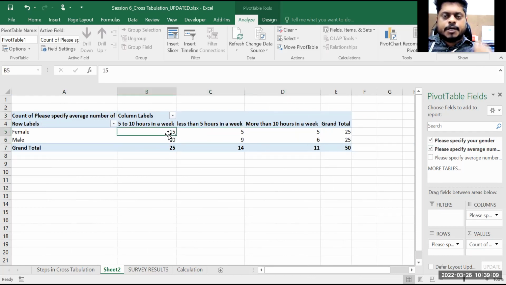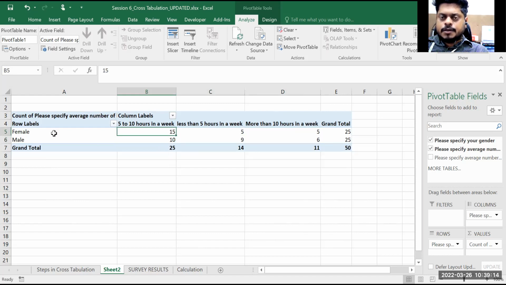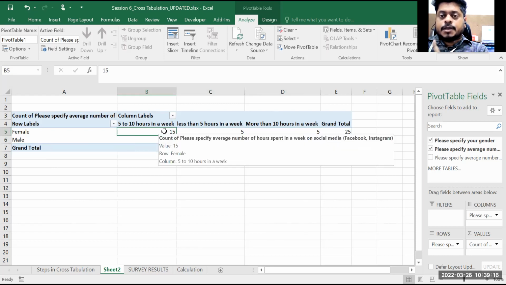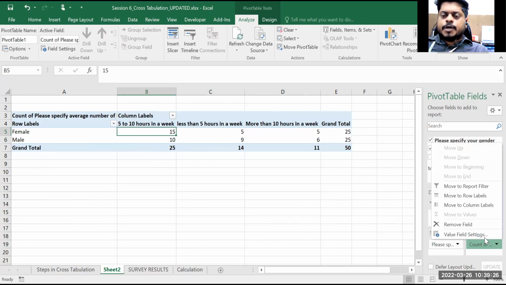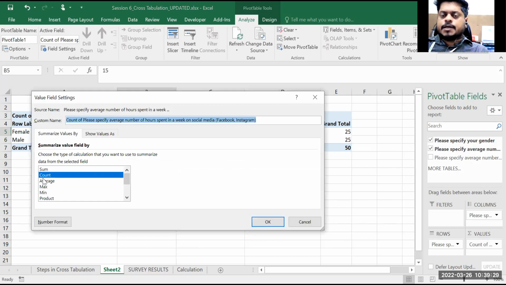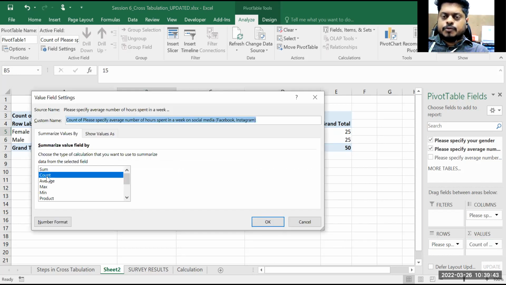So what do we mean by independence of this? What do I mean by this? These 15 female, so this number, what does it mean? Remember, this is no average. There is no calculation here. This is only the count data. If I go back here to value, for some of you it is showing as sum or average. Go to value field settings and select count. If it is average or sum, change it to count, right?